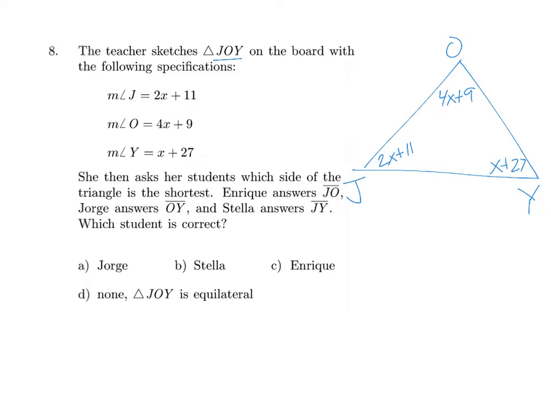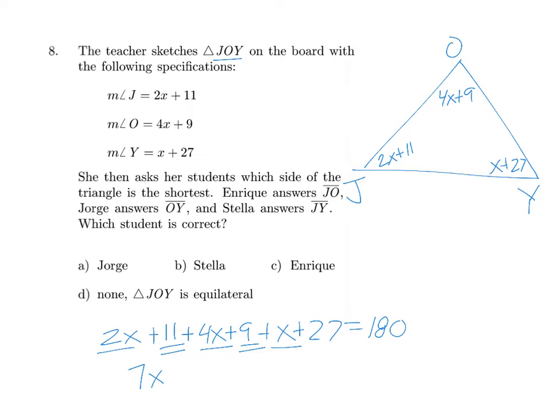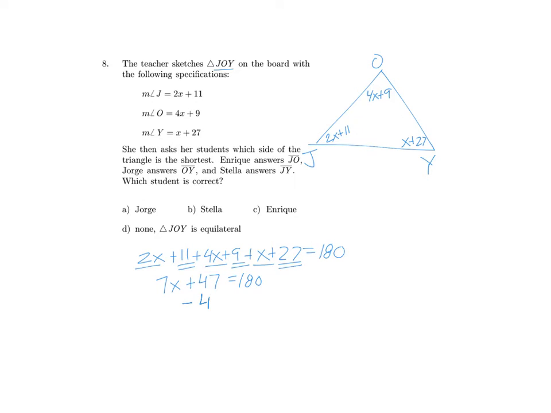I know all of these add up to 180. So I'm going to have 2x plus 11 plus 4x plus 9 plus x plus 27 equals 180. Add like terms. I have 7x plus 47 equals 180. Subtract 47. 7x is equal to 133. Divide by 7, and I get x is equal to 19.